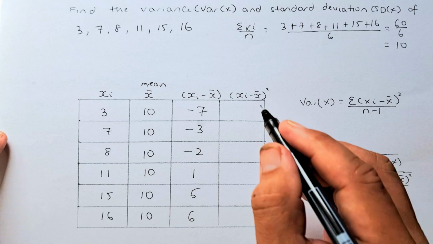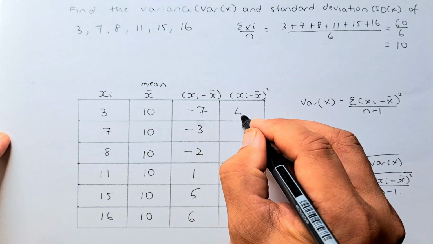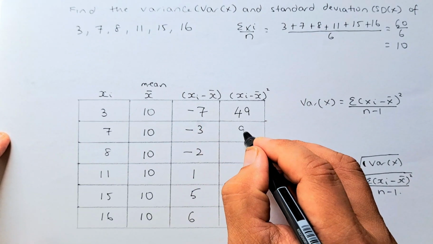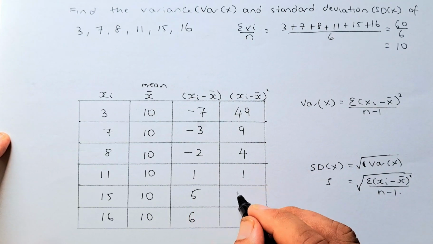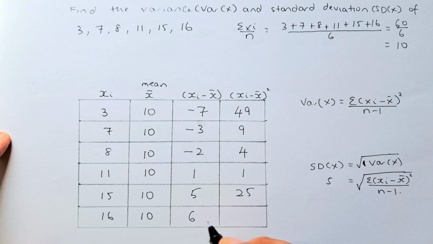The last step is to square these numbers. Minus 7 squared is 49. Minus 3 squared is 9. Minus 2 squared is 4. 1 squared is 1. 5 squared is 25. And 6 squared is 36.